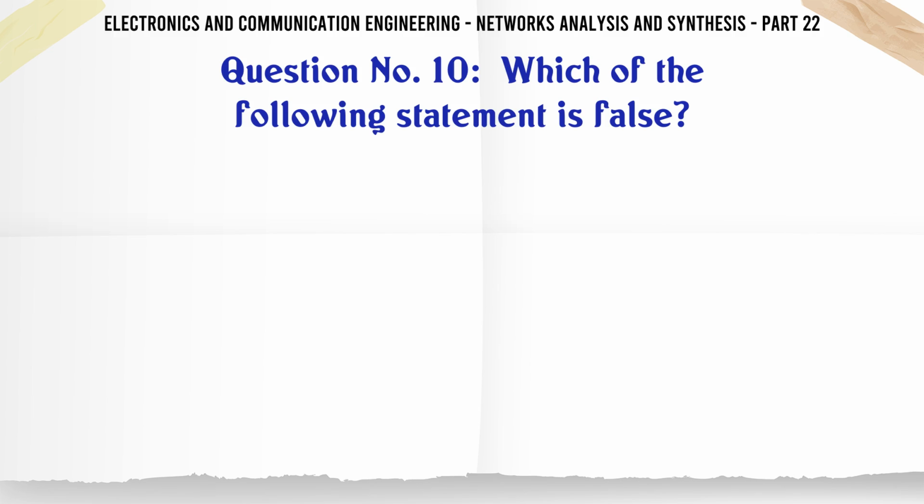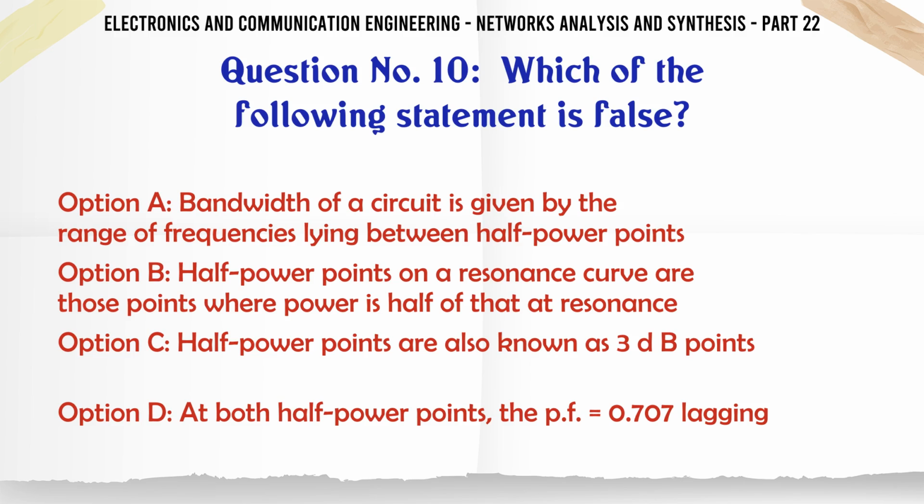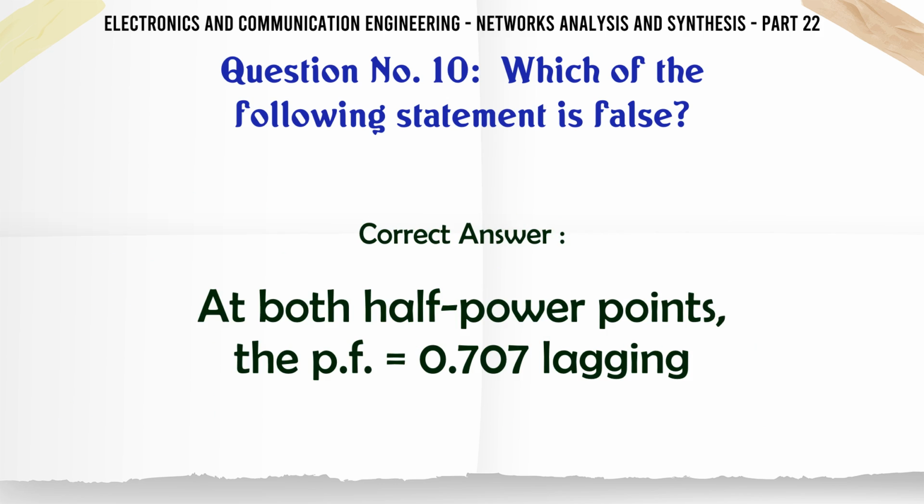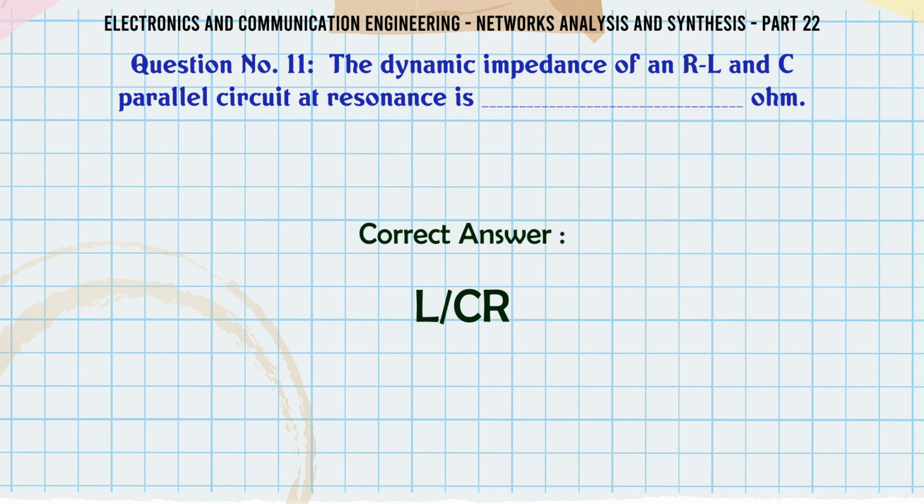Which of the following statements is false? A. Bandwidth of a circuit is given by the range of frequencies lying between half power points. B. Half power points on a resonance curve are those points where power is half of that at resonance. C. Half power points are also known as 3 dB points. D. At both half power points the power factor is 0.707 lagging. The correct answer is D. The dynamic impedance of an R, L and C parallel circuit at resonance is A. RLC, B. CLR, C. L/CR, D. LCR. The correct answer is L/CR.